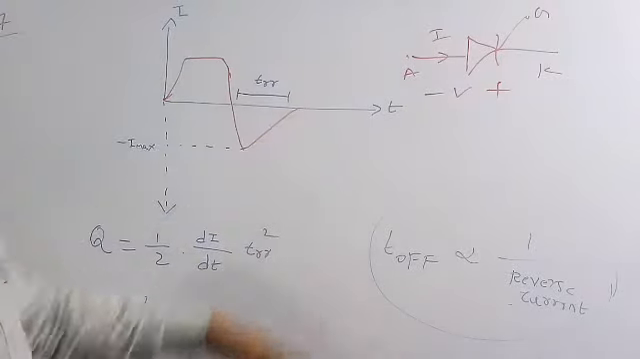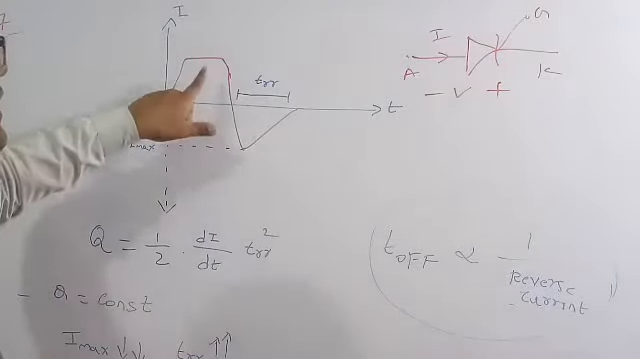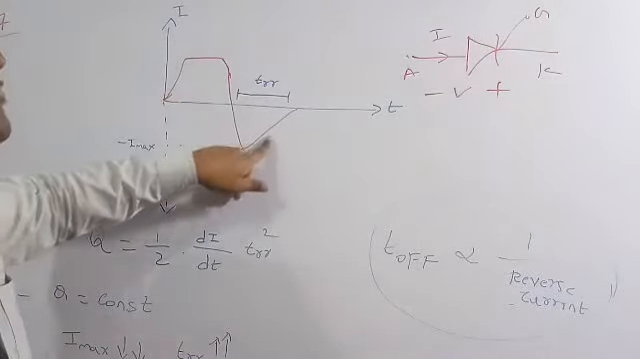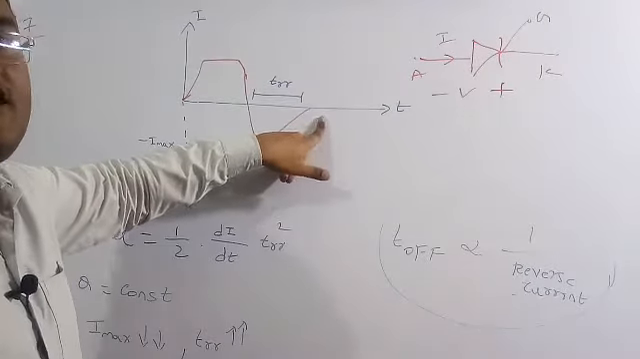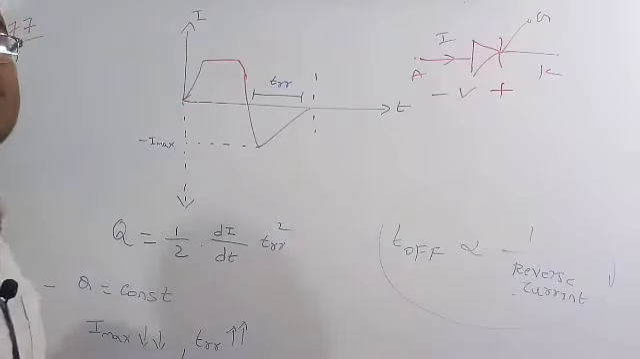Then only we can say this device is in off condition. Otherwise it is not in off condition, which means the current will decay in this fashion and finally go to a steady state value. So up to this time you need to give the reverse bias voltage.